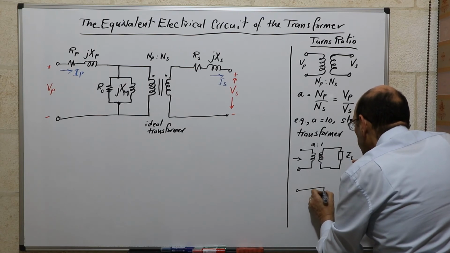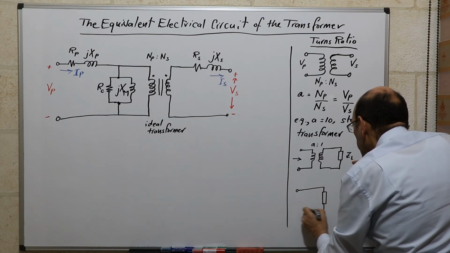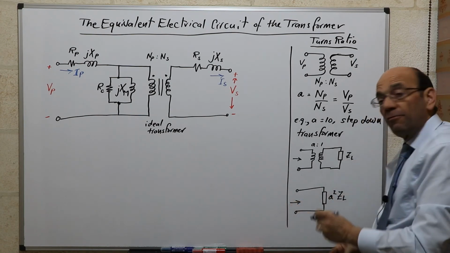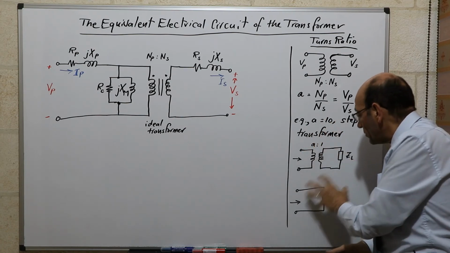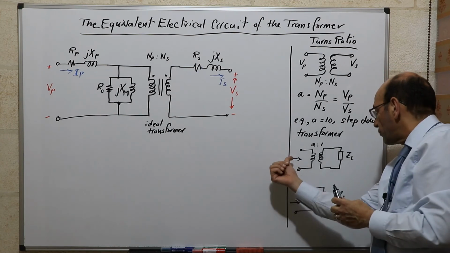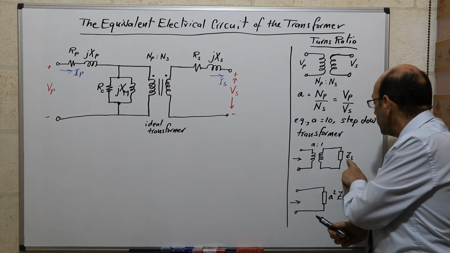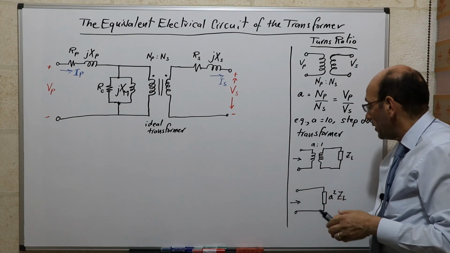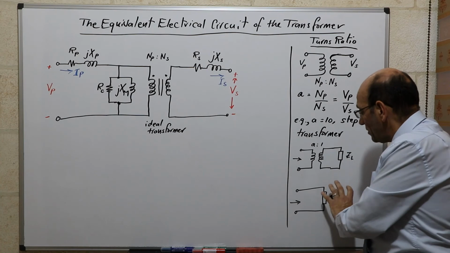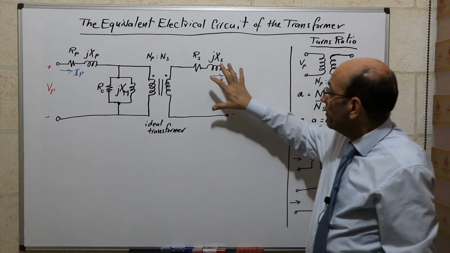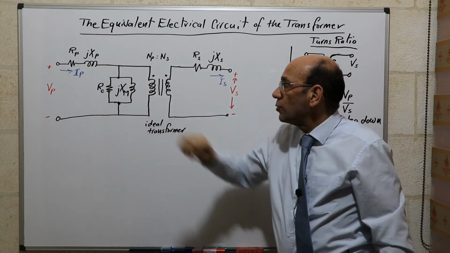So we can have A squared Z_L. In fact, this circuit will be equivalent to this circuit from the point of view when we see it from the primary. So when looking through this point, we see Z_L multiplied by A squared. We will now use this representation, this simplification, to try to reflect this onto the primary.